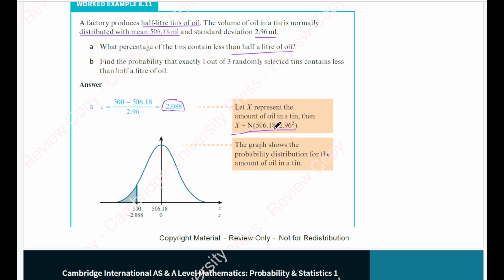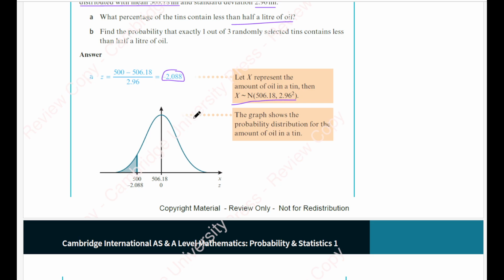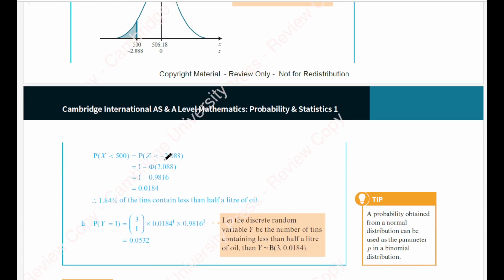You can see this is the normal, this is the mean, etc. But this is less than, and you need to find it. It's simple. To find less than 500, it will be P(Z less than that value). It will be a negative value here, so it will be 1 minus phi of the same value, and here it is. Then we find it in the table, and this is 1.84% less than half a liter of oil. And that's all.